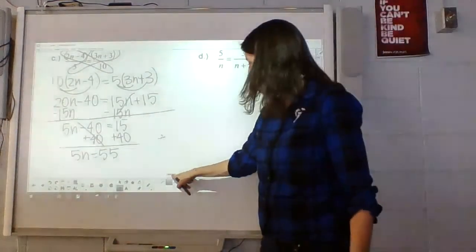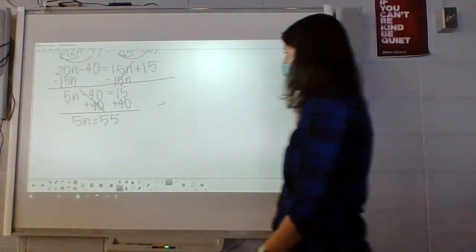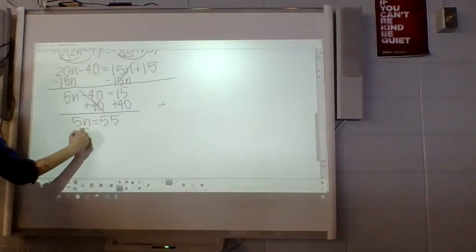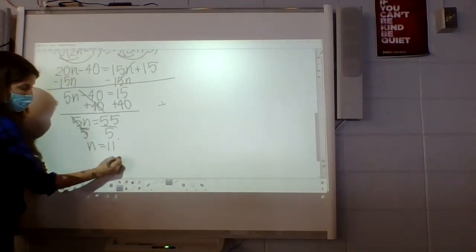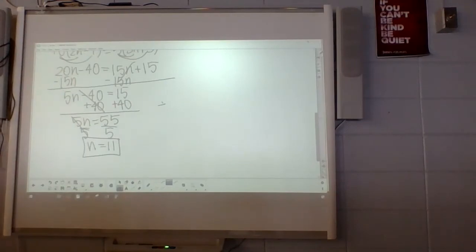And then to get my n alone, I have to divide by 5. So yeah, I guess this kind of is a problem that's really disguised a lot like what we had yesterday. It just starts off a little bit different. So n ends up being 11 there.